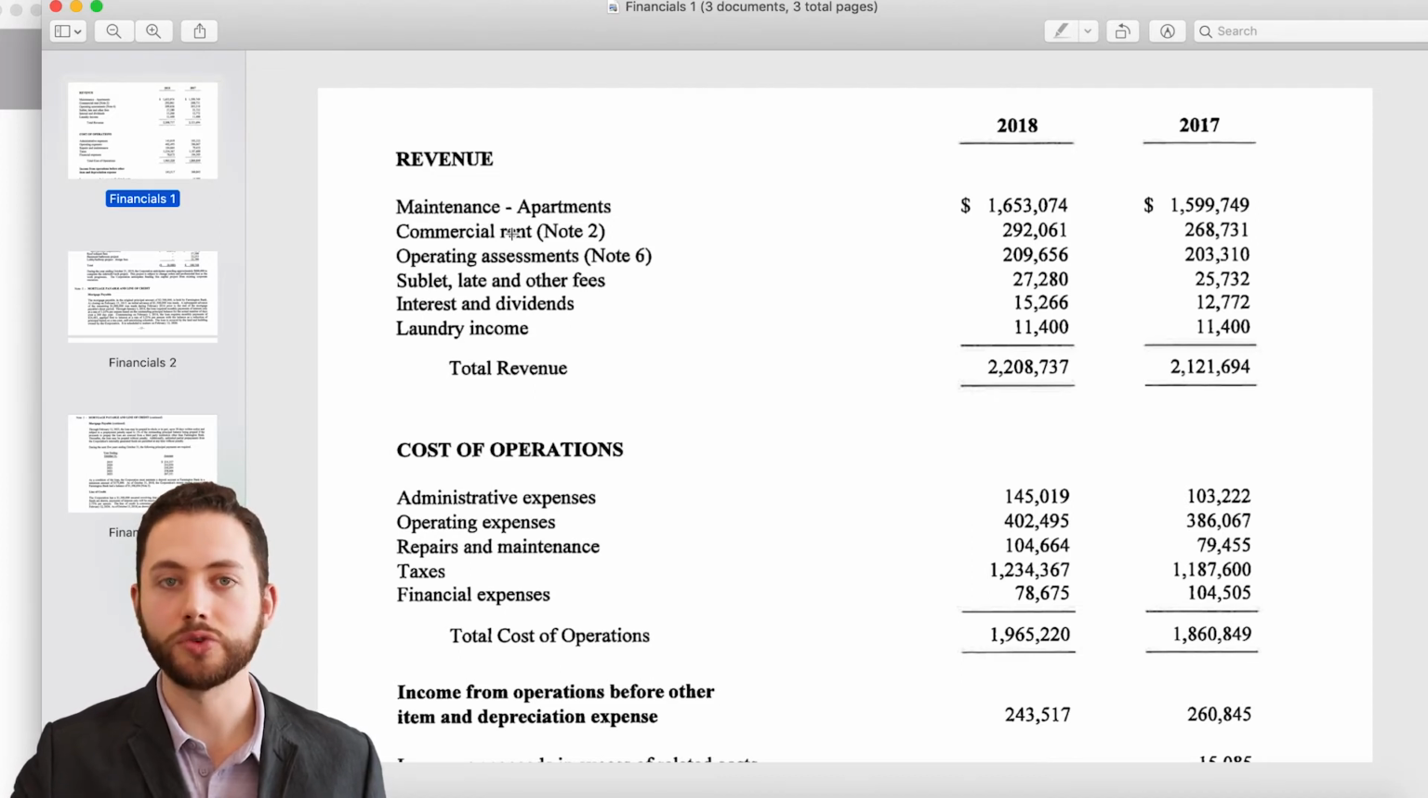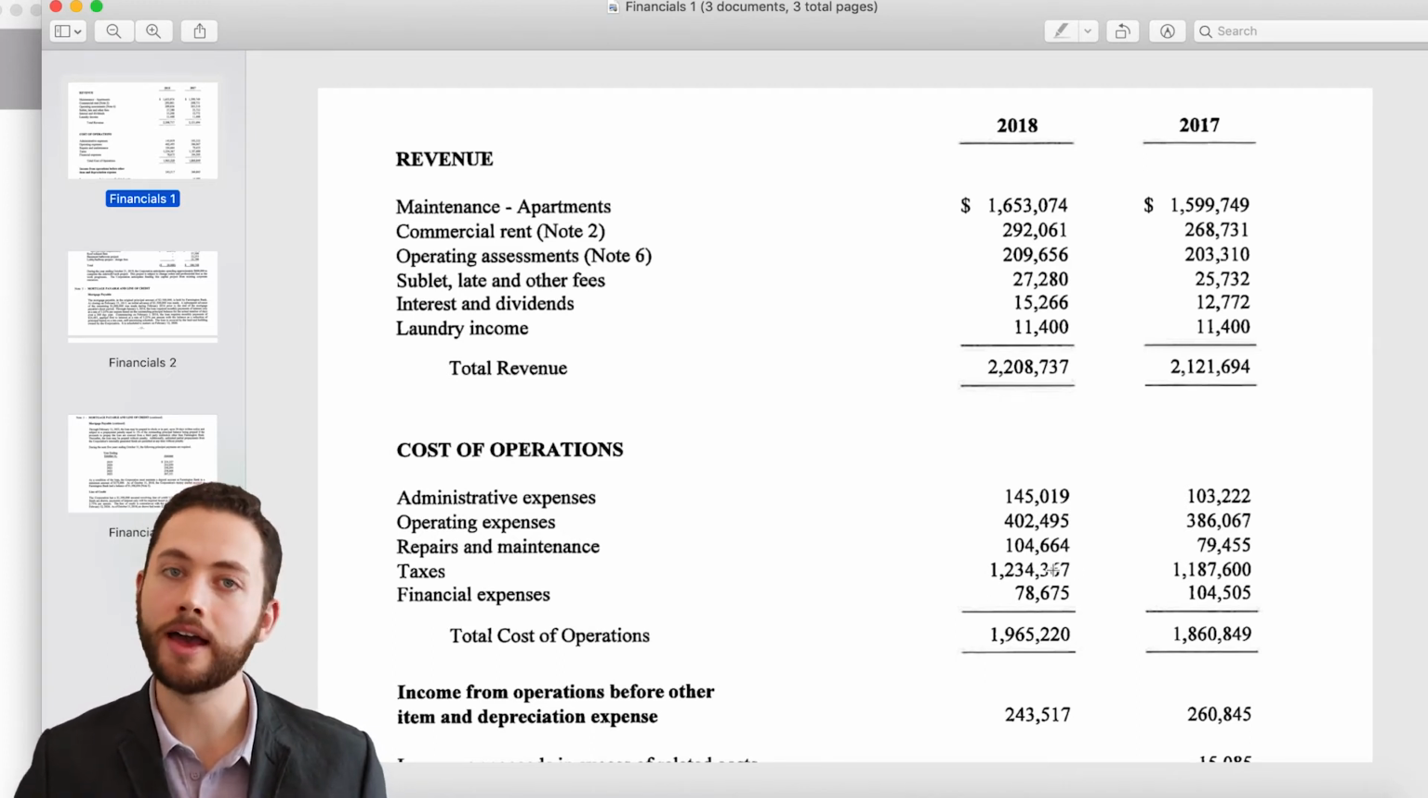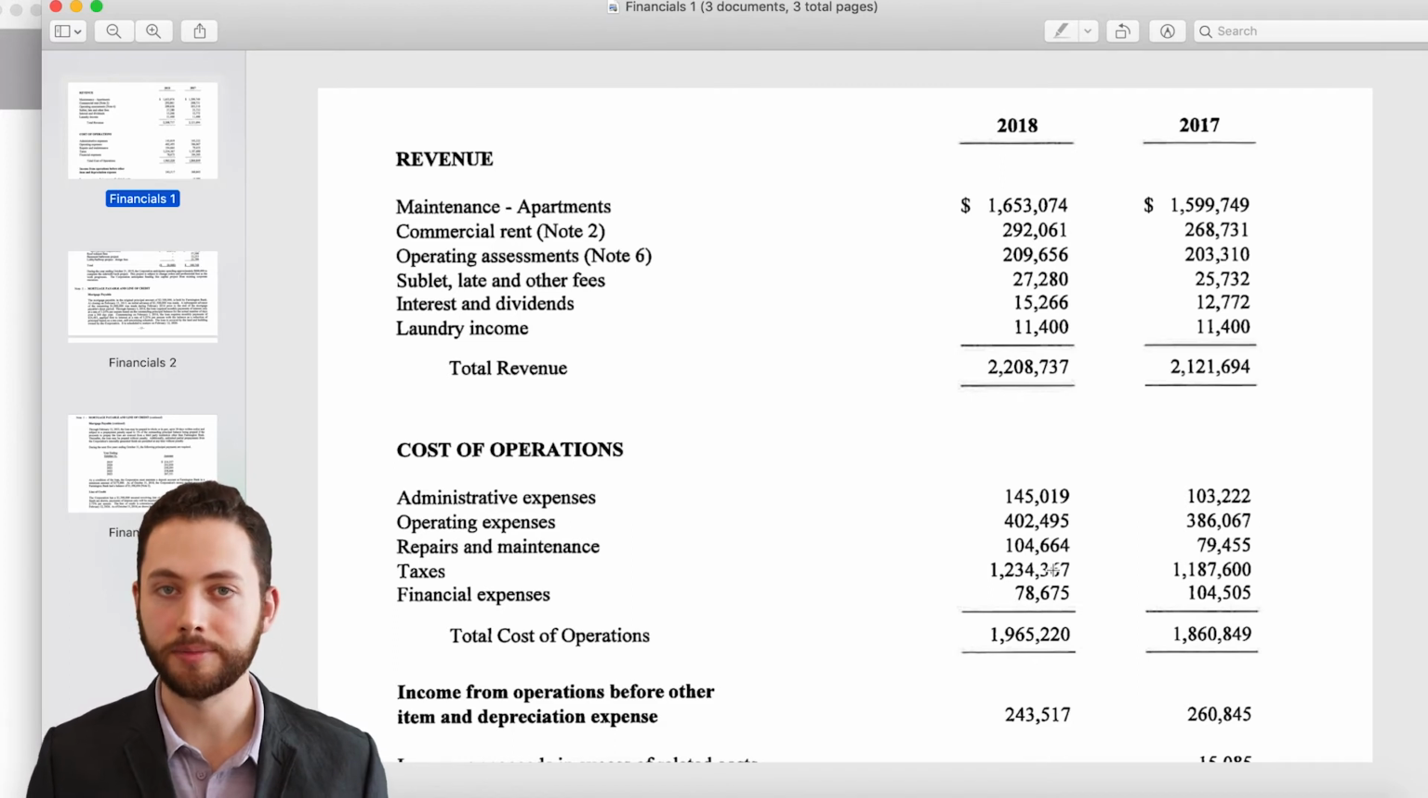They have a commercial rent from a building downstairs, or rather from a unit downstairs. And in the cost of operations, you'll see under taxes that this building pays out a whopping $1.23 million in taxes on an annual basis. So this here, the size of that line item, is a large determinant of the percentage of co-op tax deductibility.